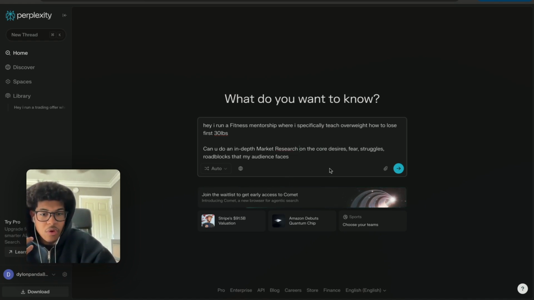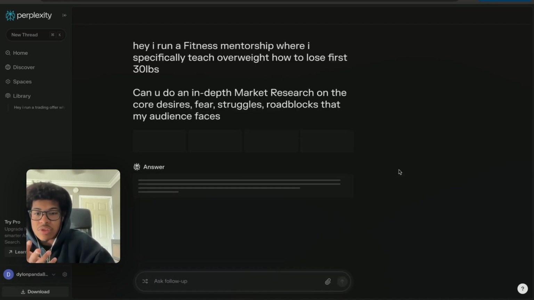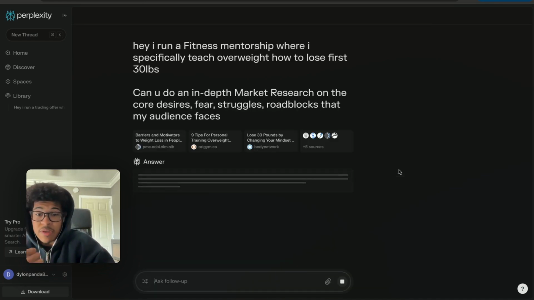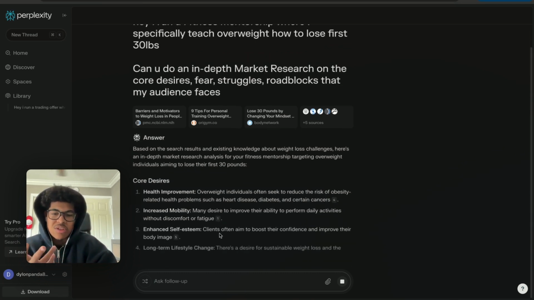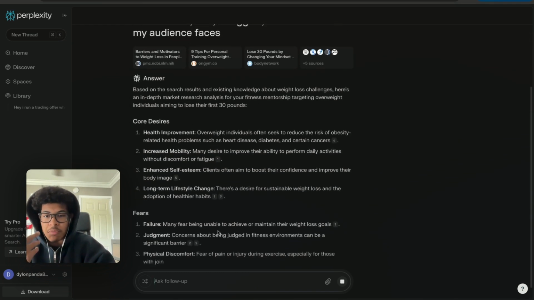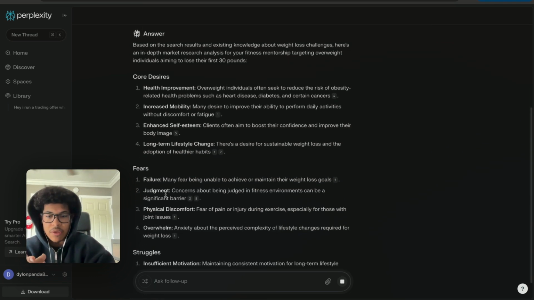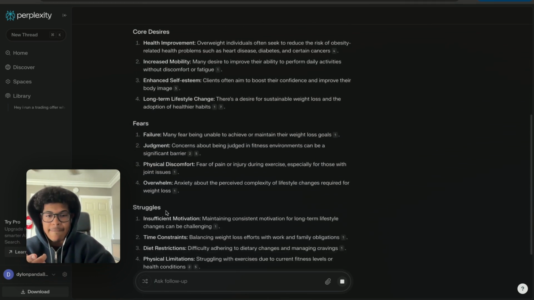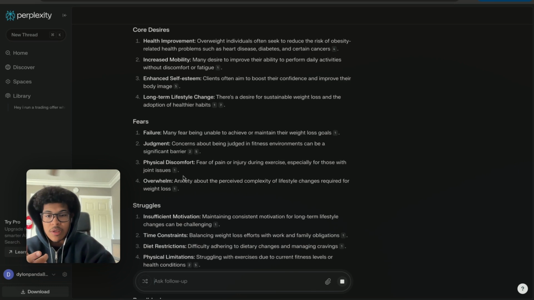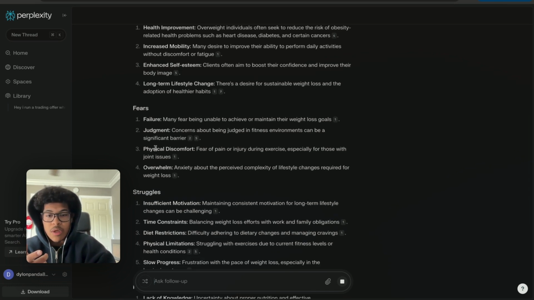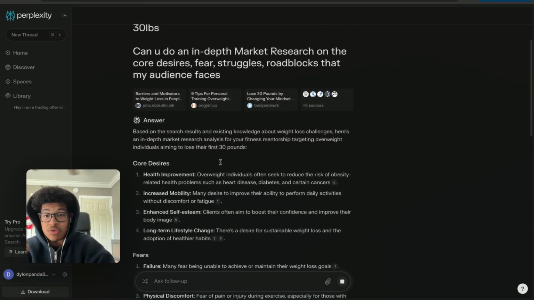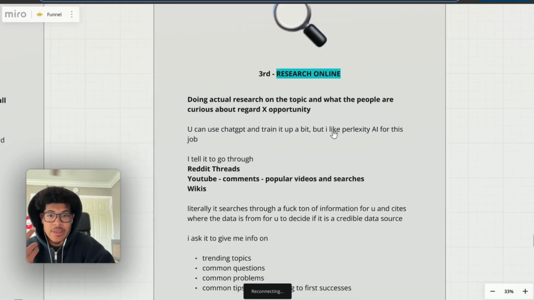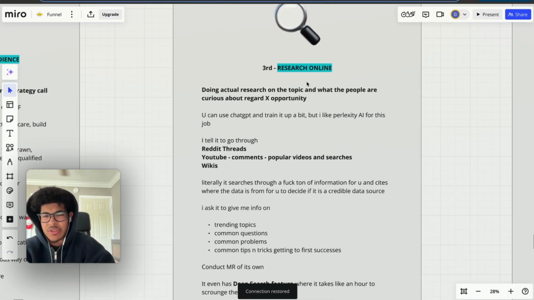And this does all the work for you, all the scouring of the internet, and it will cite YouTube videos. You can tell it specifically where you want to go: Reddit, YouTube comments, this, that. Core desires, health improvement. So it's going to spit out a whole bunch of market research. Their core fears: failure, judgment, being judged in fitness environments can be a significant barrier. Physical discomfort, feeling overwhelmed. It literally goes in depth for you. And that's the whole thing. And I just created a free account. I was on a free account.